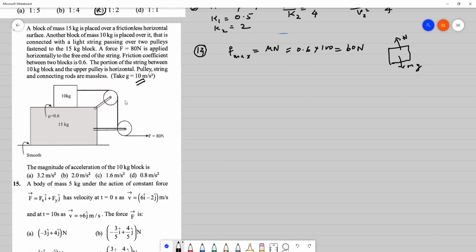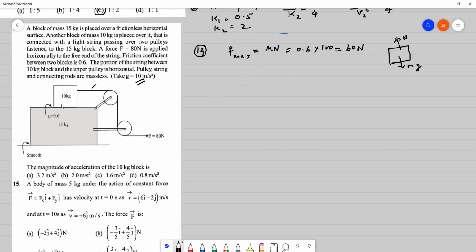Now, if the applied force is able to overcome this force, then we have to check what will be the friction force. If the necessary friction force is less than this F max, then both are moving together. So let us check that here.